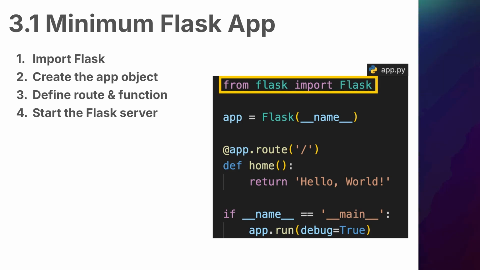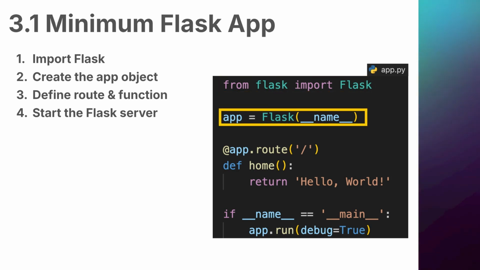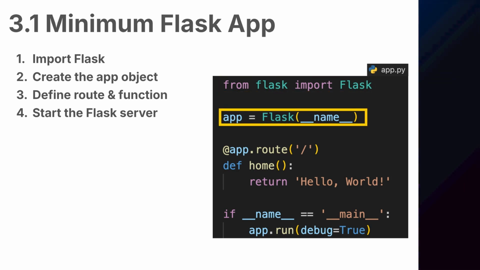This first line imports the Flask class from the Flask package. Without importing Flask, you can't use any Flask features. This line creates a new Flask app object from the Flask class. The name part tells Flask where to find your files. So this app will be the main thing that runs your website.